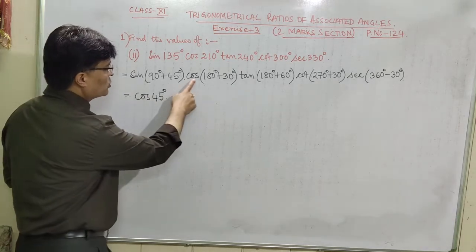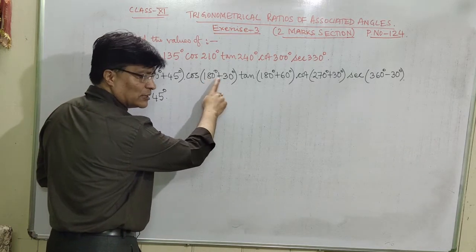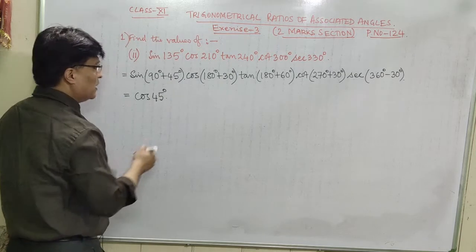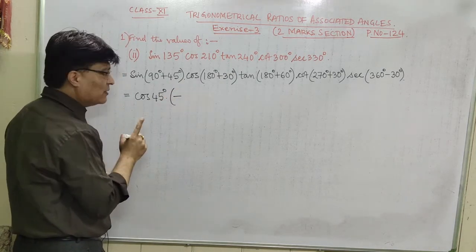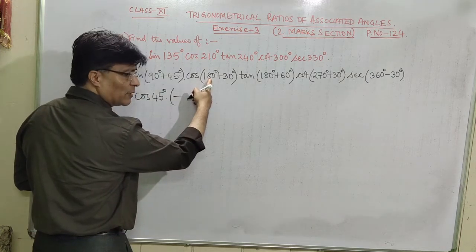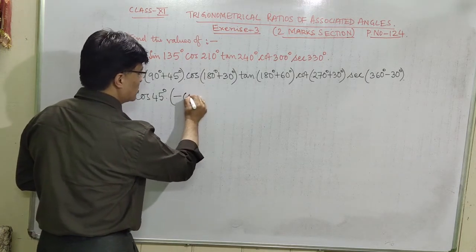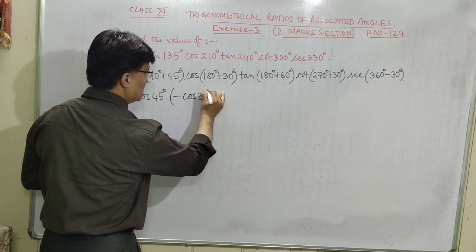So what about cos of 180 plus 30? 180 plus 30 lies in the third quadrant. In the third quadrant, cos is always negative. You write down the sign first, minus, and 180 is an even multiple of 90, so cos remains as it is. So cos 30 degree.